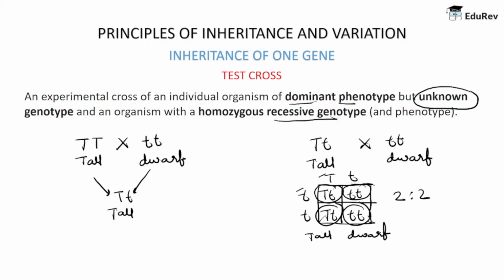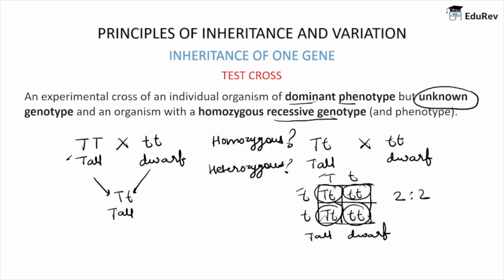Now, why do we do test cross? Till now we have explained what happens when a dominant phenotype is crossed with a recessive genotype. So basically the function of test cross is to determine whether an organism which is dominant is homozygous or heterozygous, because we don't know just by looking at it. So that is why we have to do the test cross, in which we are crossing a parent plant with a dwarf plant, a recessive plant.